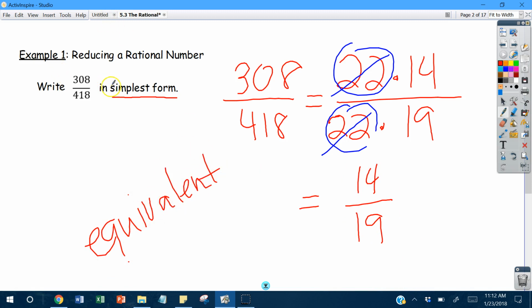We would call this simplest form because now we have 14 over 19, and neither of these two numbers have any more factors in common. They're not both divisible by 2. So this is how we would complete this.